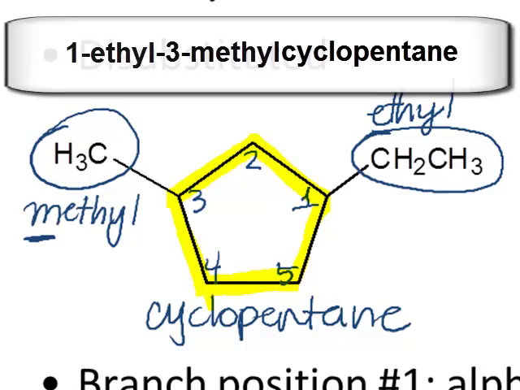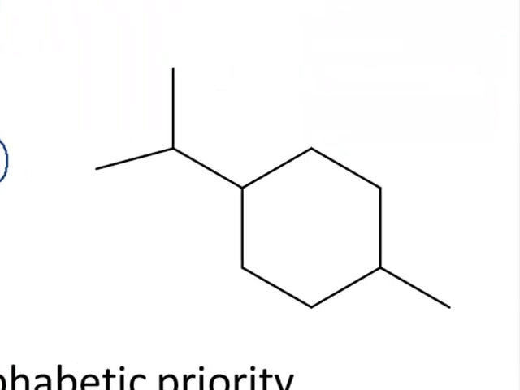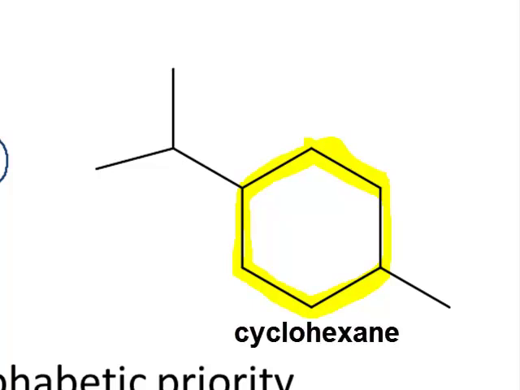Let's try another one. This structure has been drawn entirely as a line structure. That doesn't change anything, but take your time figuring out the correct name. To name this molecule, I'm going to start by identifying what my backbone is, as well as what each substituent is. The backbone, or the cyclic part of the molecule, contains 6 carbons. So I know that that much of the name is going to be cyclohexane.